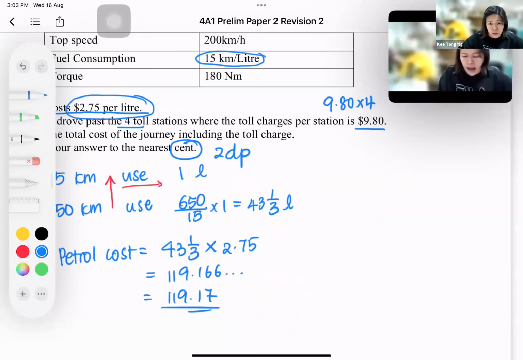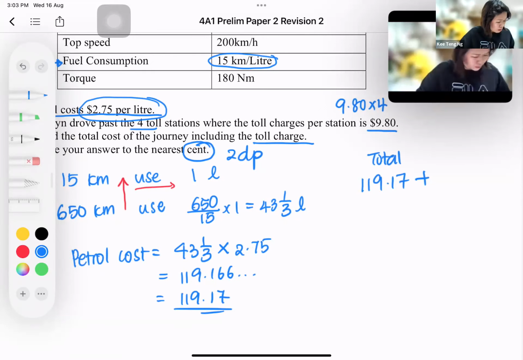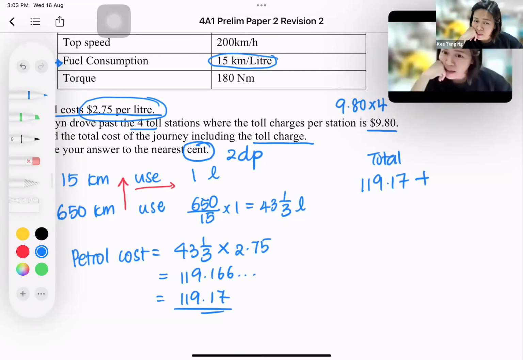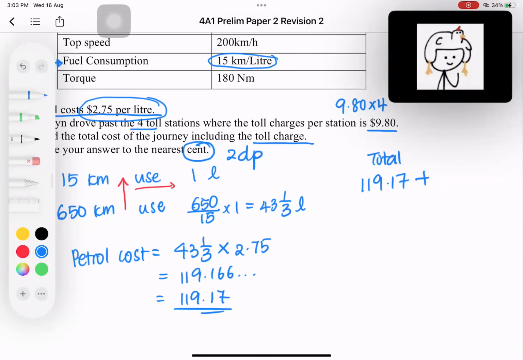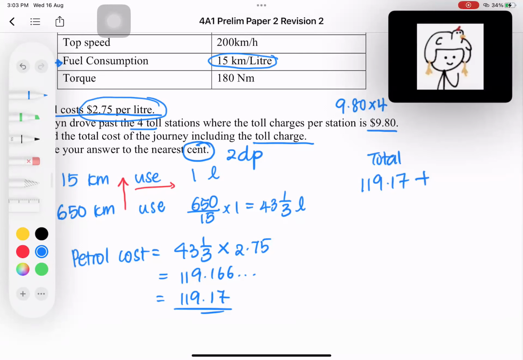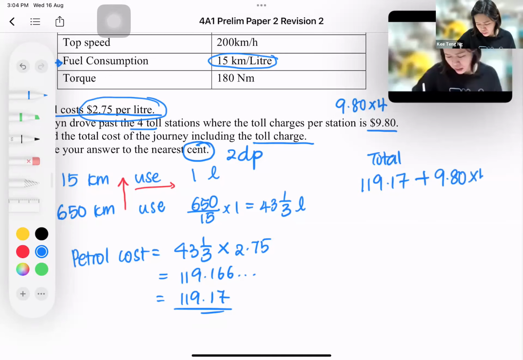But that's not all. They want the total, including the toll charge, right? So I take 119.17, your total. What do I need to add? Nobody can answer. Never mind, I wait for answer. What do I need to add? $9.80, only one time only? No lah. Times 4. Yes, $9.80 times 4.